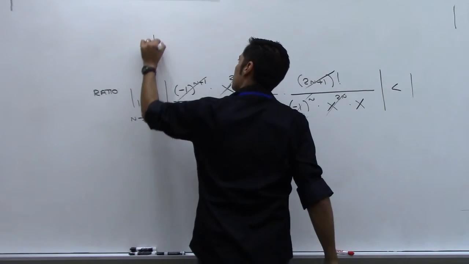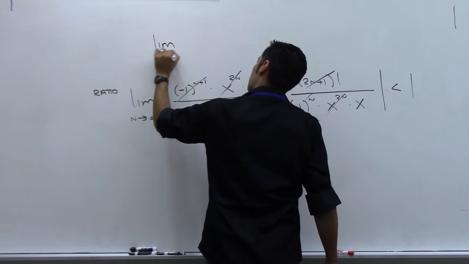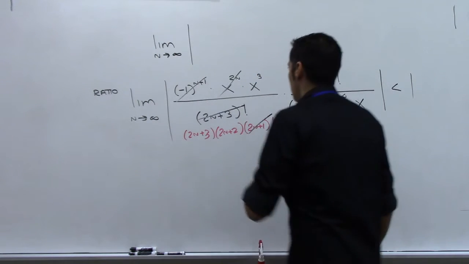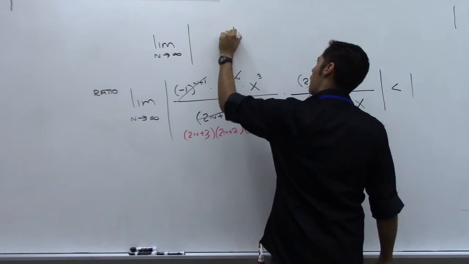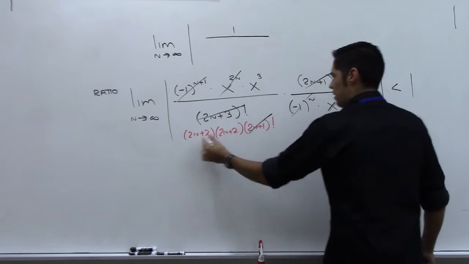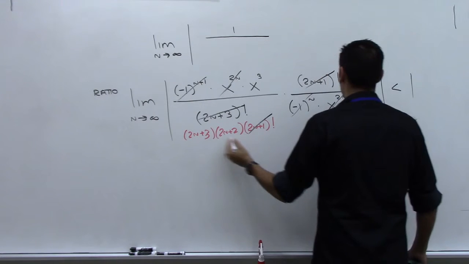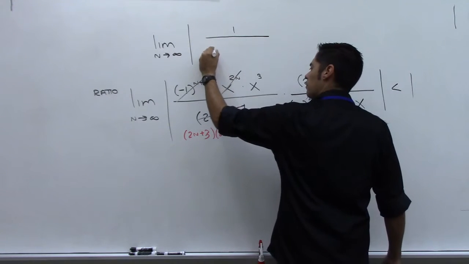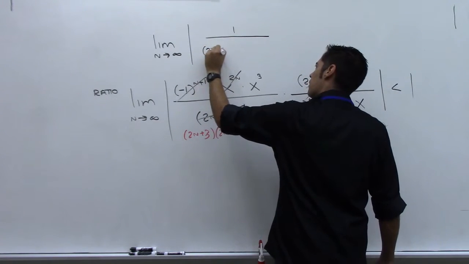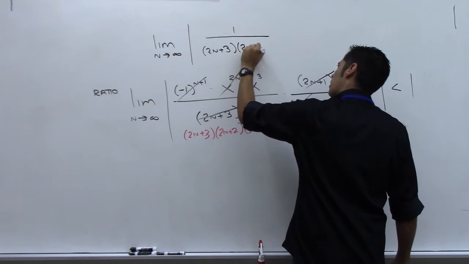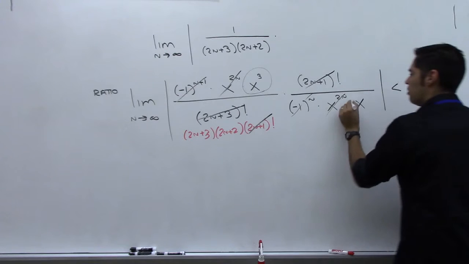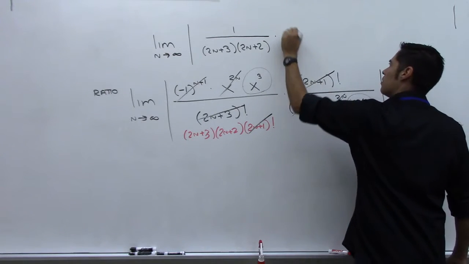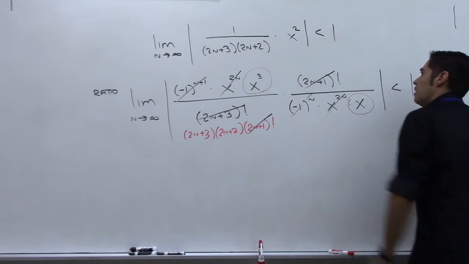I have limit, n goes to infinity, of all my n's first. Well, I just have a 1 on top. And then the other things with n right here: 2n plus 3 times 2n plus 2. And then as far as x's, I have x cubed and x. And when I put those together, I get x squared. I need this to be less than 1.